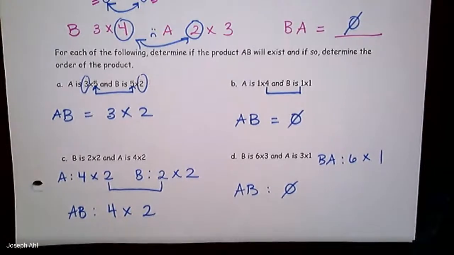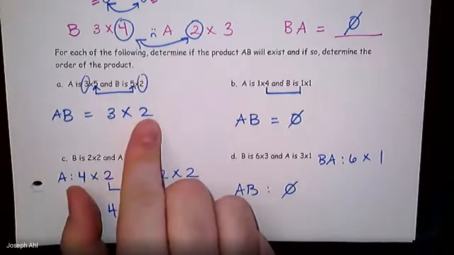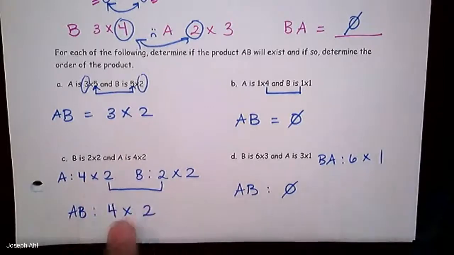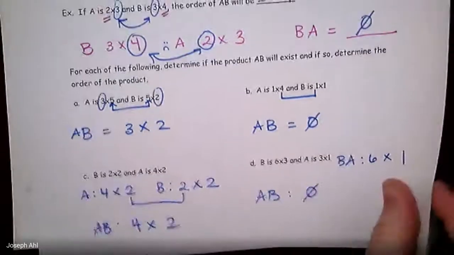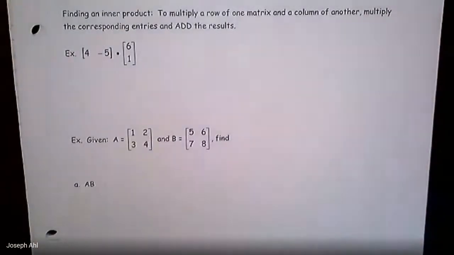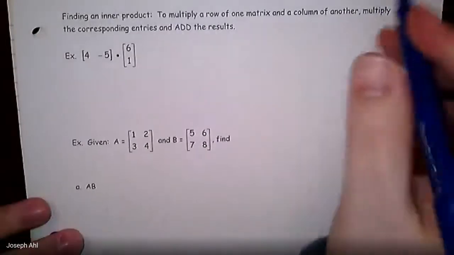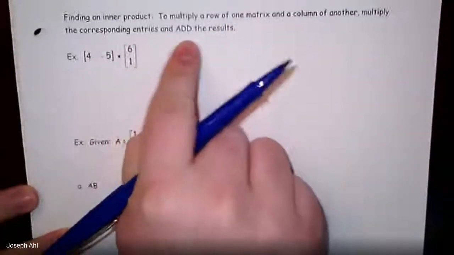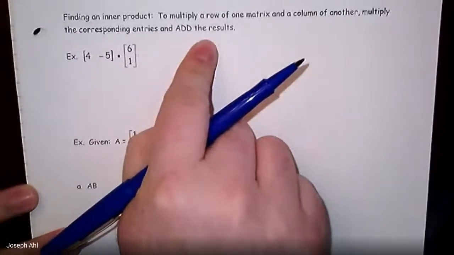So then the question becomes, how are we going to determine what that 3 by 2 matrix would look like, or in this case, what the 4 by 2 would look like based on multiplying matrix rules? Okay. So the top here says to find an inner product, which is what multiplying matrices is all about. You're going to multiply a row of one matrix by a column of another. And to do this, you'll multiply the corresponding entries and then add those results.